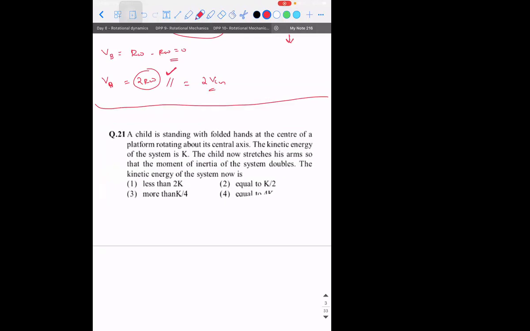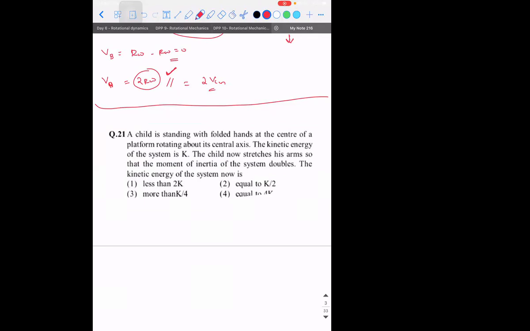A child is standing with folded hands at the center of a platform, rotating about its central axis. The kinetic energy of the system is K. The child now stretches his arm so that the moment of inertia of the system doubles. The kinetic energy of the system now is.